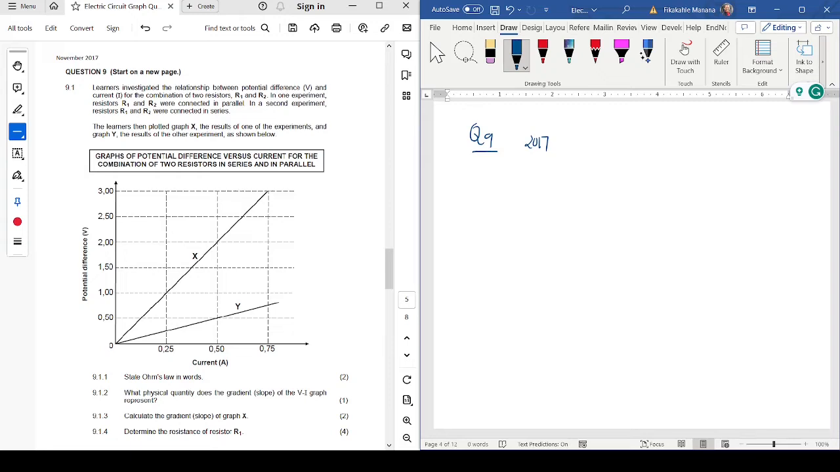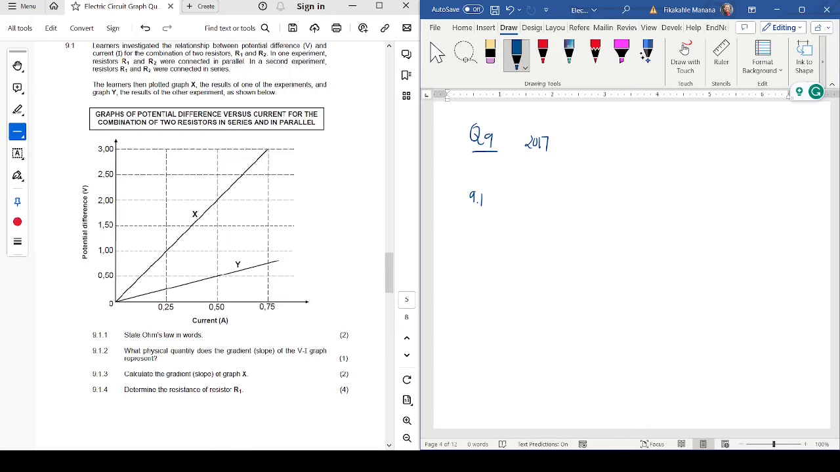In one experiment, resistor 1 and resistor 2 were connected in parallel. In a second experiment, resistor 1 and resistor 2 were connected in series. So the learners then plotted graph X, the results of one of the experiments, and graph Y, the results of the other experiment. Okay, so one is in series, the other is in parallel, and you have to then probably decide which one is which. Can you tell the difference? All right, let's start answering for 9.1.